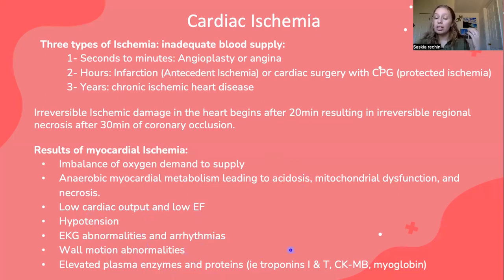So you'll notice in their chart, they have a really significant STEMI. You'll see elevated troponin levels or myoglobin levels. That's indicating that they have pre-existing ischemia.